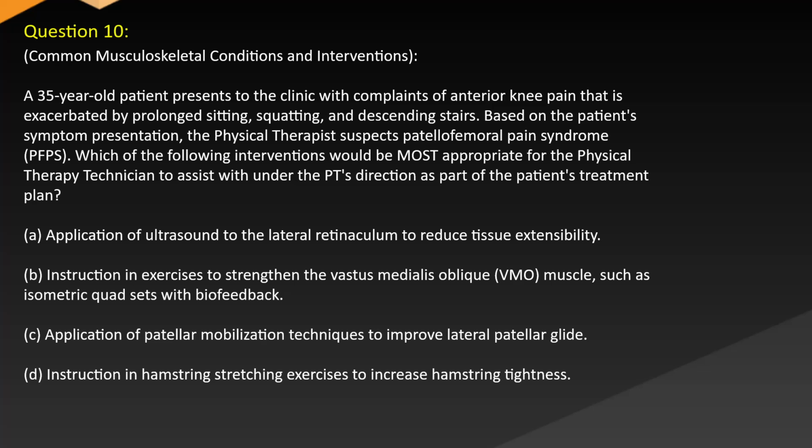A. Application of ultrasound to the lateral retinaculum to reduce tissue extensibility. B. Instruction and exercises to strengthen the vastus medialis oblique (VMO) muscle, such as isometric quadriceps with biofeedback. C. Application of patellar mobilization techniques to improve lateral patellar glide. D. Instruction in hamstring stretching exercises to increase hamstring tightness.